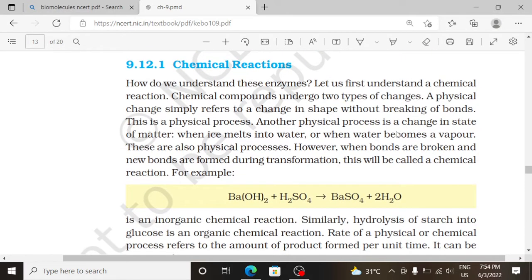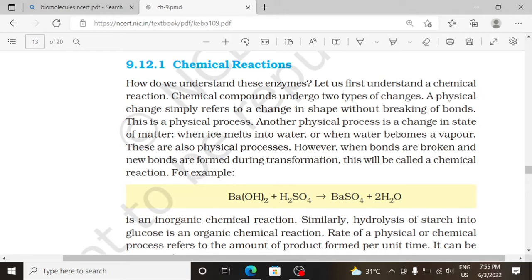Chemical reactions. How do we understand these enzymes? Let us first understand a chemical reaction. Chemical compounds undergo two types of changes. A physical change simply refers to a change in shape without breaking the bonds. This is a physical process. Another physical process is a change in the state of matter, when ice melts into water or when water becomes a vapor. These are also physical processes.